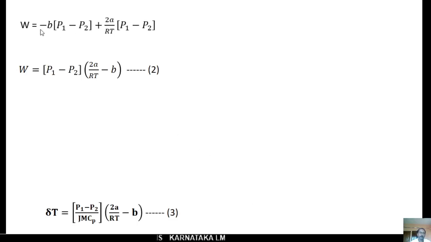Therefore, the work done equals minus B into P1 minus P2 plus 2A by RT into P1 minus P2. Therefore, net work done equals P1 minus P2 into 2A by RT minus B. Here just take P1 minus P2 outside, it becomes 2A by RT minus B. That will be equation 2.